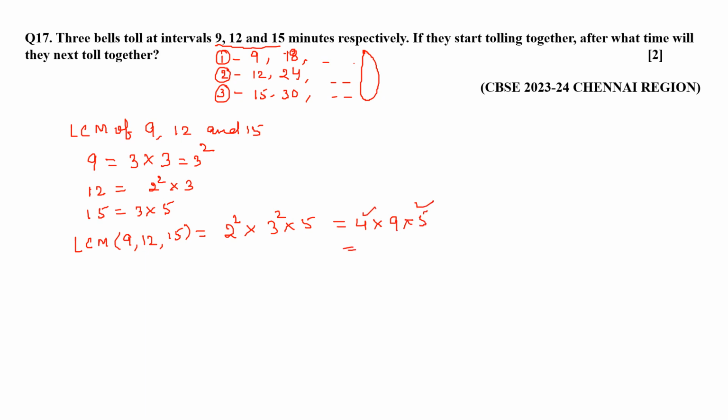4 into 5 is 20, 20 into 9 is 180. So they will toll together again after 180 minutes. And 180 minutes means what? 3 hours. So the next time they toll together will be after 180 minutes. Clear? It is very important to understand first whether you have to find LCM or HCF. Clear? Now moving to the next question.